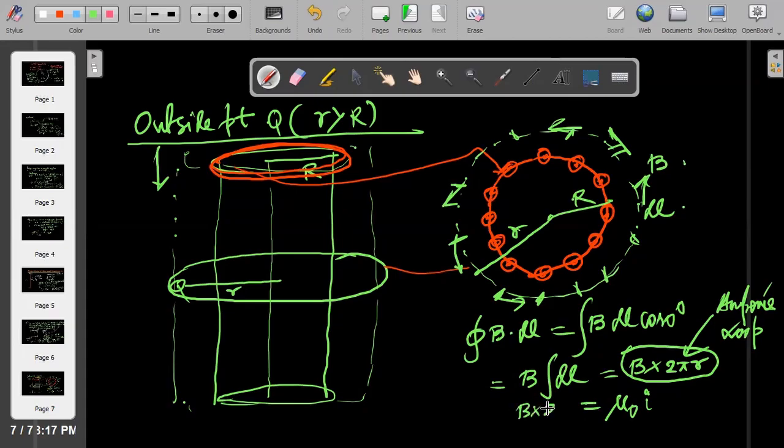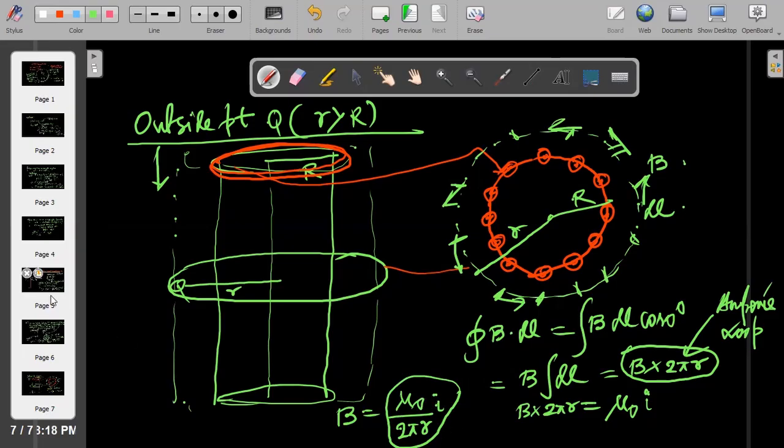B into 2 pi r. So finally what we are getting, B is nothing but equal to mu naught by 2 pi r into I, or you can write mu naught by 4 pi, 2I by r. Right? Now please recall, what is this? It is looking like the current is coming from the center.